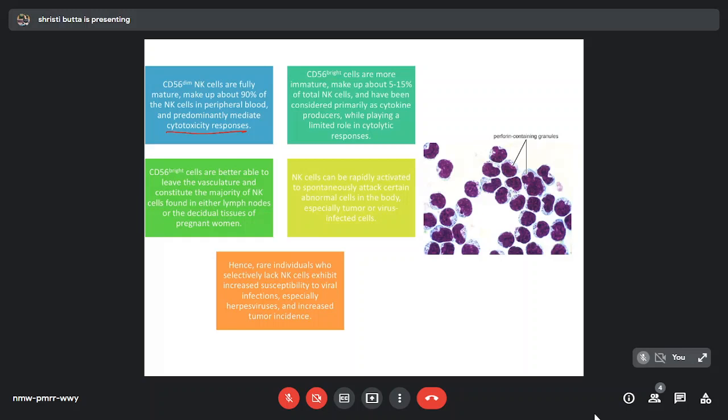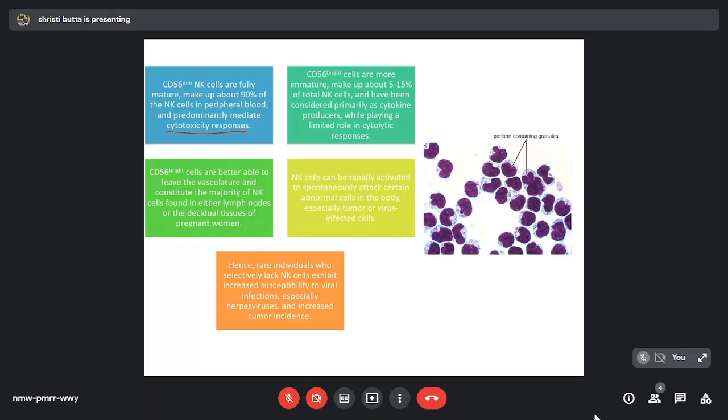NK cells can be rapidly activated to spontaneously attack certain abnormal cells in the body. Besides affecting the virus-infected cells, they also attack tumor cells. So that is particularly very important, because NK cells, in that case, can be used in the treatment of carcinomas. Hence, rare individuals who selectively lack NK cells exhibit increased susceptibility to viral infections, herpes infections like herpes zoster, etc., and also an increased tumor incidence.